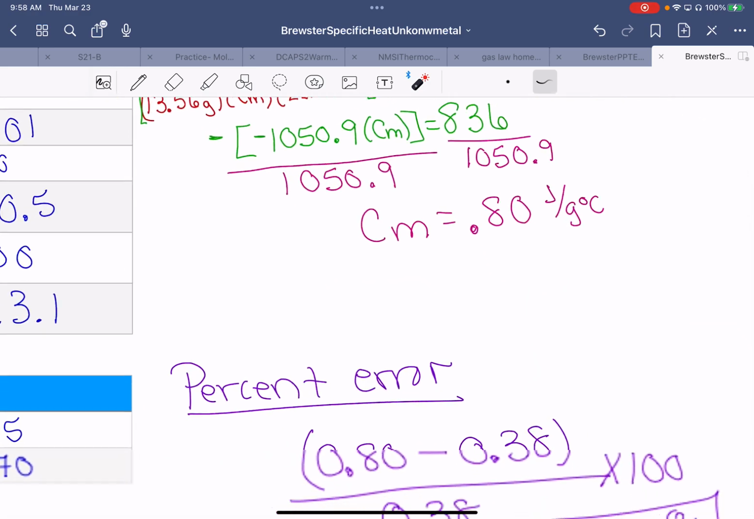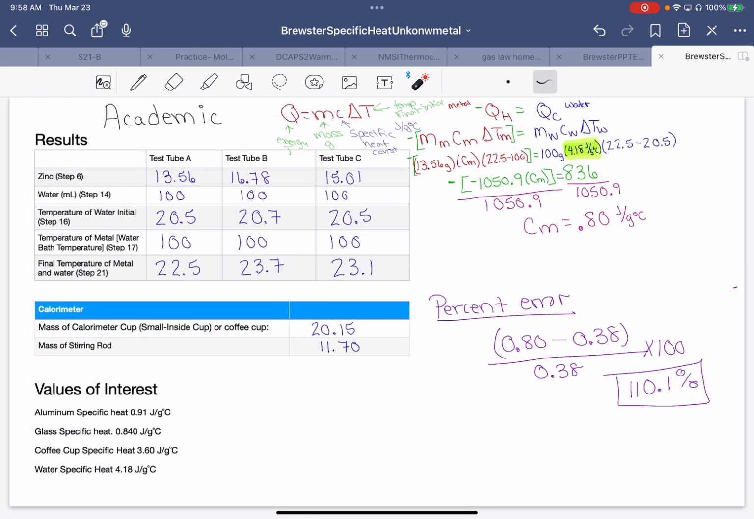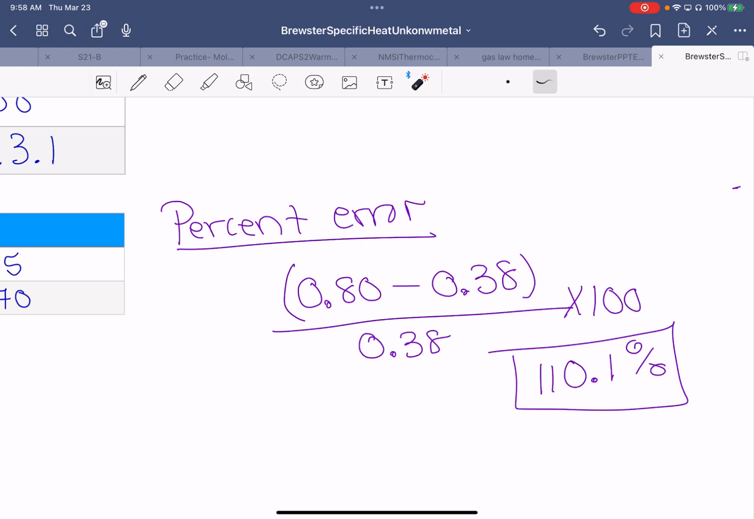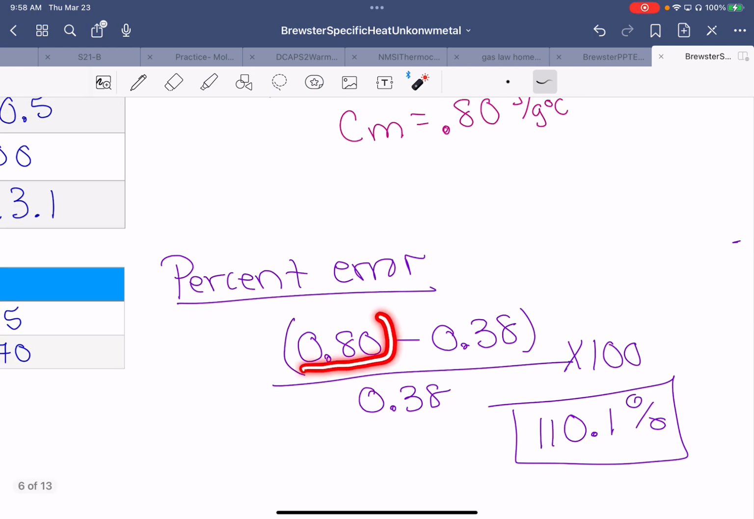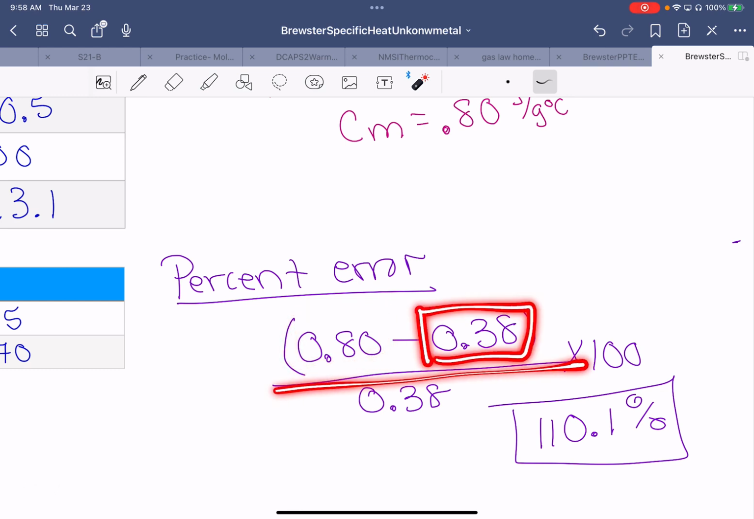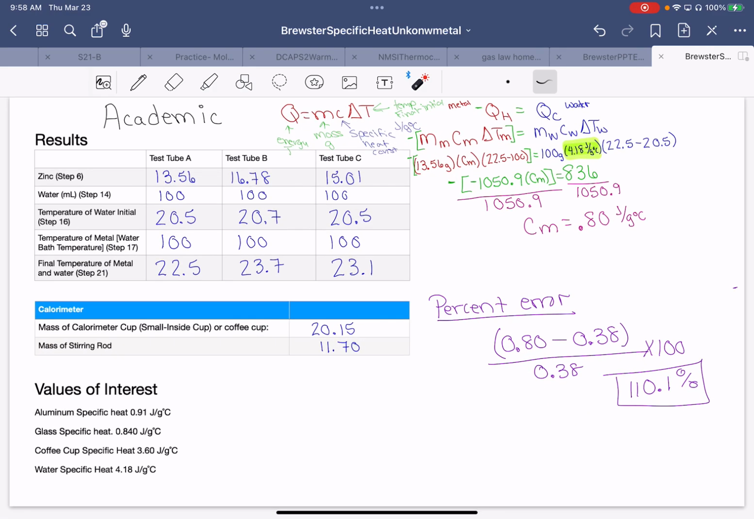Now, we were working with zinc. Zinc's accepted value is 0.38. And it's in the notes. So I'm going to take my accepted value, 0.08 minus 0.38, divide by 0.38 times 100. And I'm going to get, for this team, they had 110% error. Okay, so that is your calculation for the academic side.